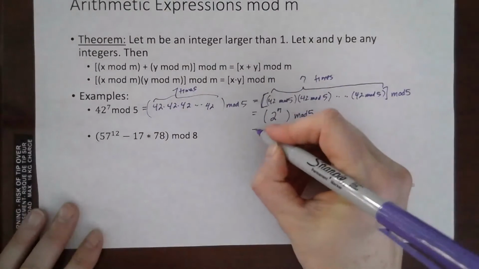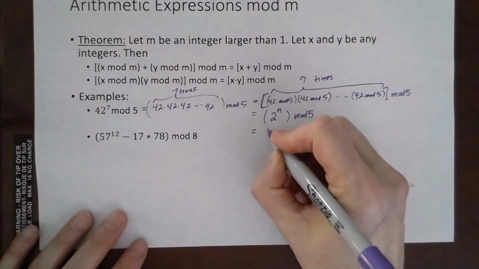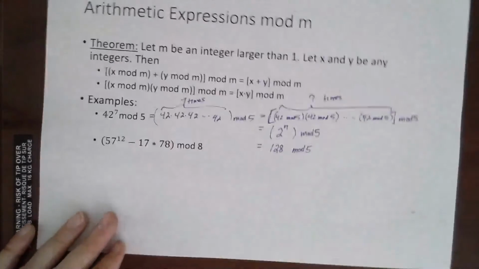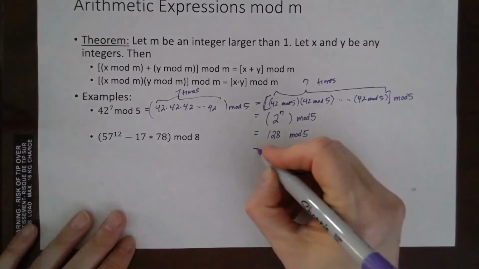Okay. You might even know what 2 to the 7th is. Anyone? Did somebody say 46? Okay, no, it's not 46. 46 is not even a power of 2. Are you thinking 64? Oh, 256. Okay. 256 is close. That's 2 to the 8th, right? It's 128. So this is 128 mod 5. And you probably know what 128 mod 5 is. It's pretty easy, right? That is 3. Yeah, it's 3. Right?